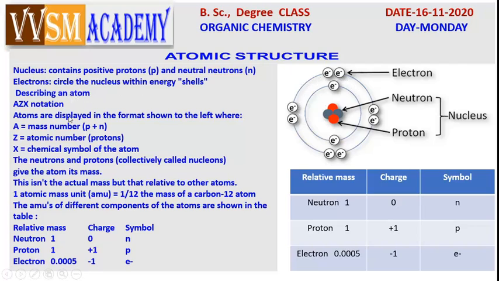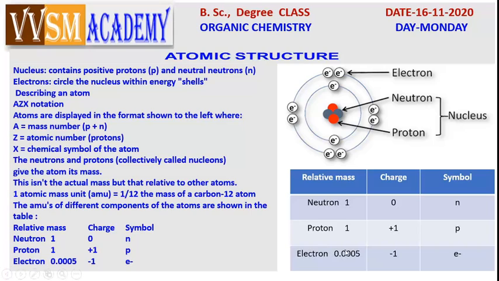Let us describe an atom, A Z X. What is A? A is the mass number, P plus N. The mass number indicates the number of protons plus the number of neutrons. My dear friends, this is very important to solve the problems in the forthcoming examinations. A is nothing but the mass number, that is the sum of protons and neutrons. And Z is the atomic number, that is the number of protons. The atomic number indicates the number of protons. Similarly, what is X? It is the chemical symbol of an atom. This is the abbreviation or a symbol.